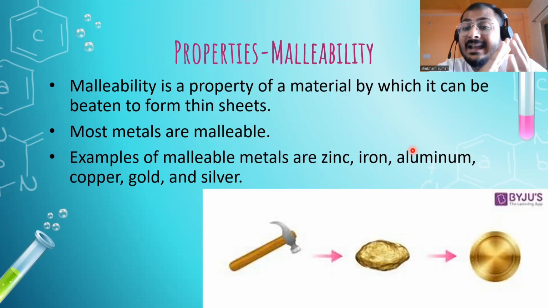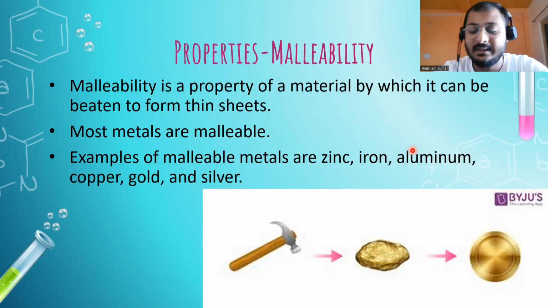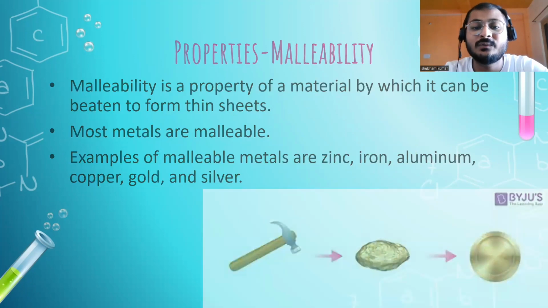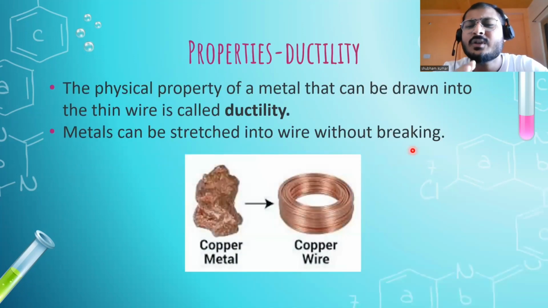That aluminium foil is also made of metal, and it has been beaten into a very thin sheet, so the aluminium metal has become a foil here. So this property, malleability, is also useful to us. Almost all of the properties of metals are useful in some way or another.